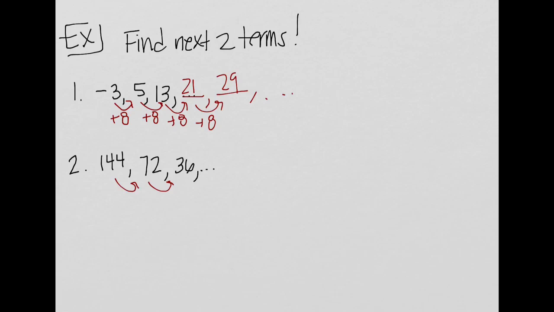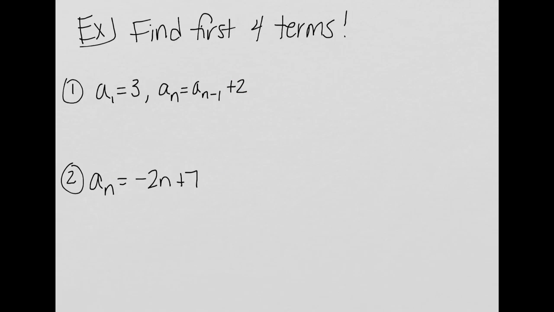To get here, 144, 72, 36, hopefully you're seeing these are getting really small really fast, so it's probably exponential, which means we're probably going to be dividing. So let's talk about dividing by 2. If I divide by 2, that's going to give me 18. And then divide by 2 again, that'll give me 9. So nothing too hard, you just got to think about it.